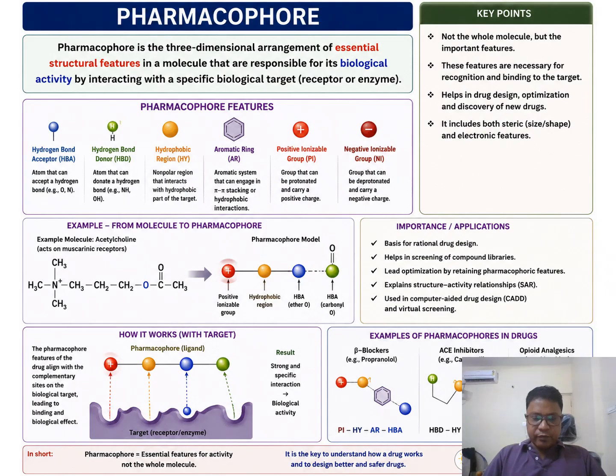So, examples of pharmacophores in drugs. These are some common drug molecules like beta blocker, ACE inhibitor, or opioid analgesic. These are some examples of pharmacophores.